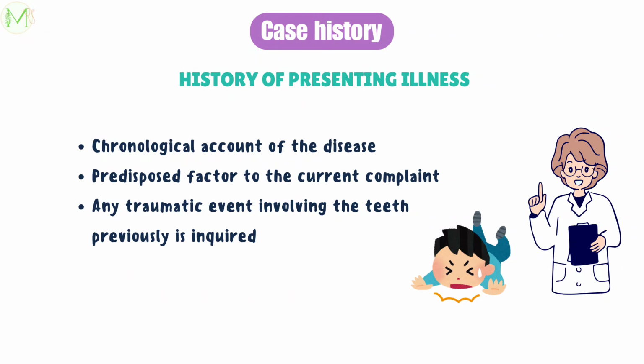Next, moving on to the history of presenting illness. History of presenting illness is the chronological account of the disease. In orthodontics, this section is concerned with knowing when it leads to disturbances or when it affects the facial aesthetics of the patient, like while talking, smiling, or laughing.